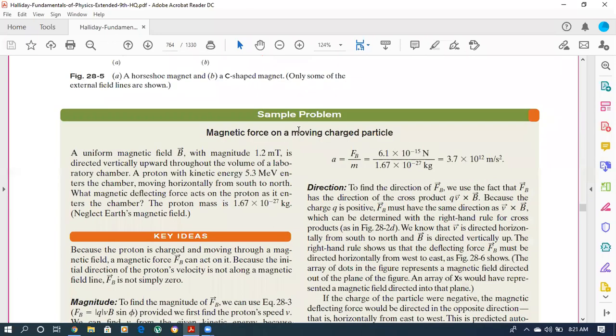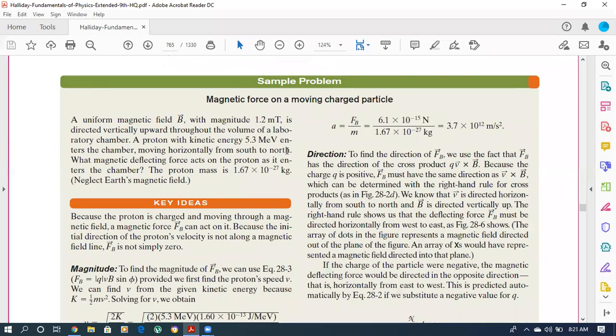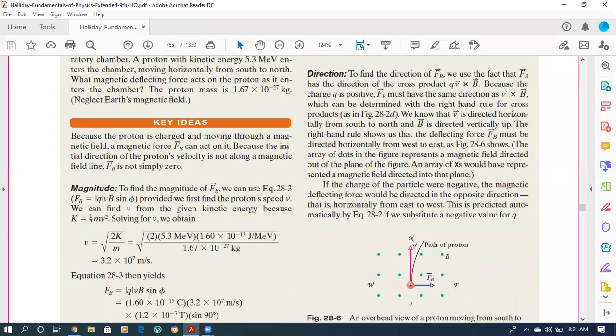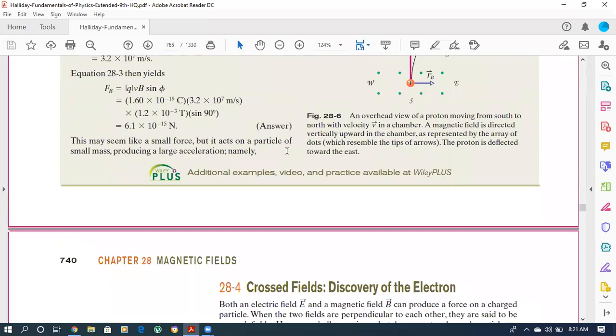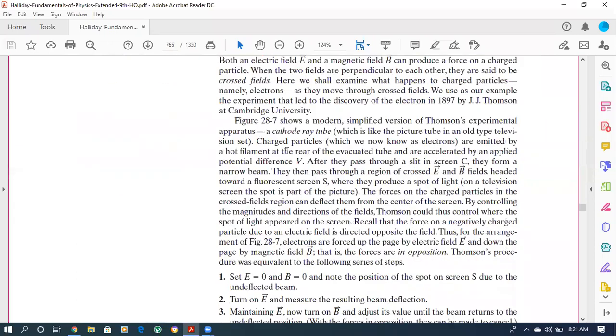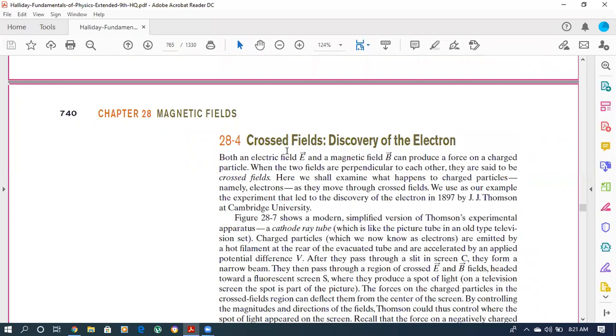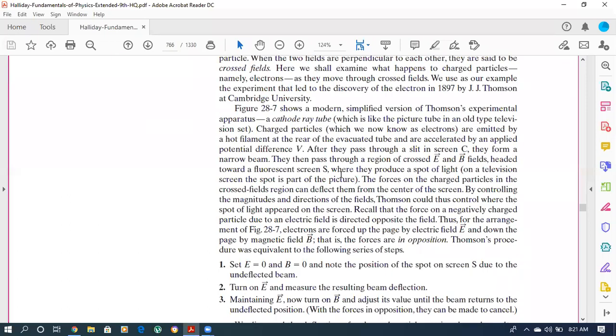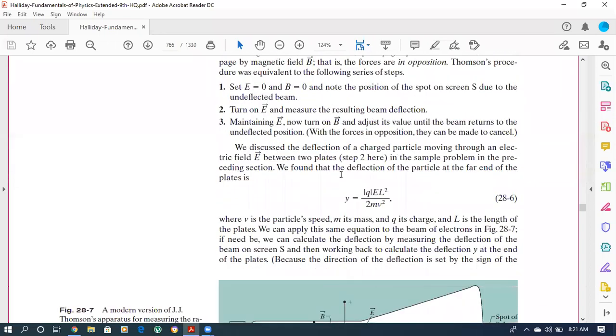Anyhow, you must have solved this problem because we have solved it already in class. This is very important. Every application of the magnetic field, one of the applications that became possible is the discovery of the electron. Behind the discovery of the electron is the success of producing a magnetic field.